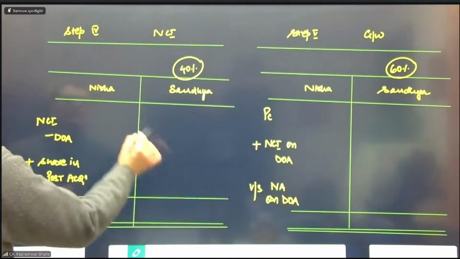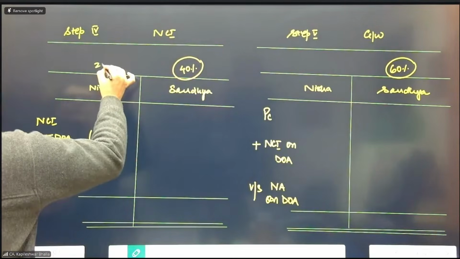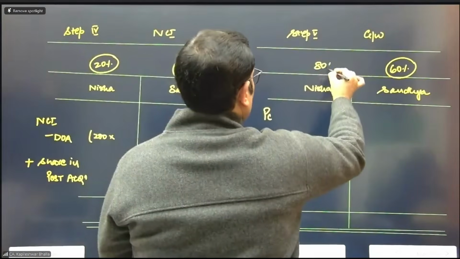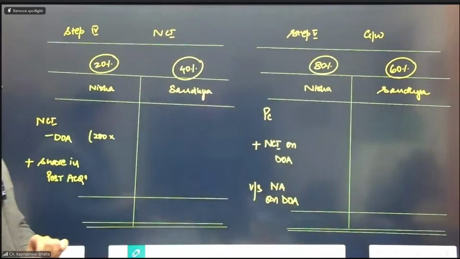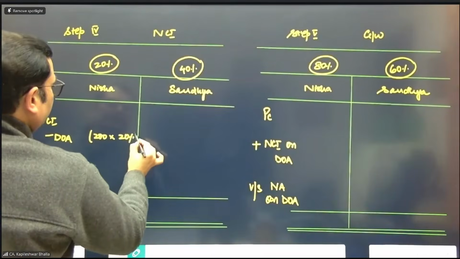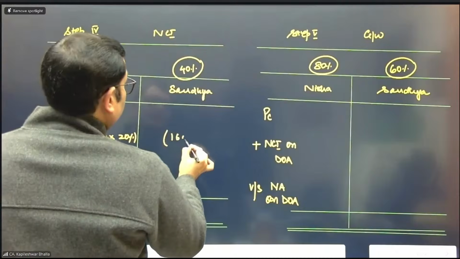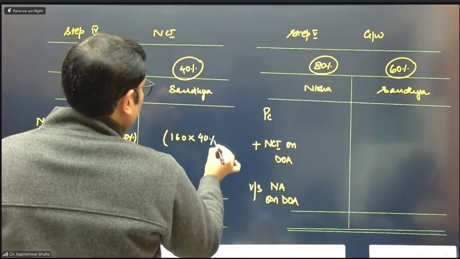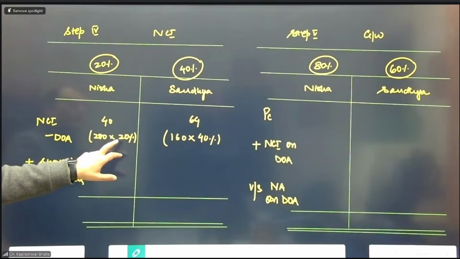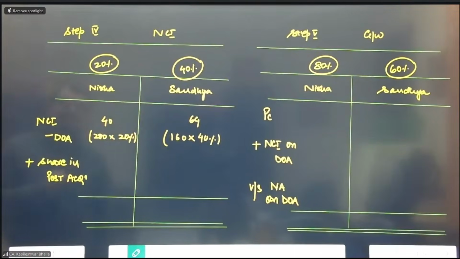So NCI on the date of acquisition, this is 200. And I think the NCI here was 20%, I guess. Is that correct? Yes, sir. Right. So we take 20% of the share capital, which is considered as a market value. And here it is 160, but we take 40% of this, that is 64. So we've taken 20% of the share capital and 40% of the share capital in this case.